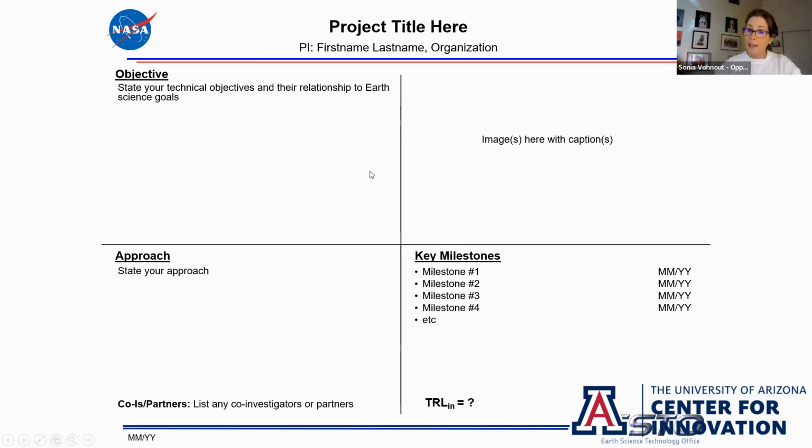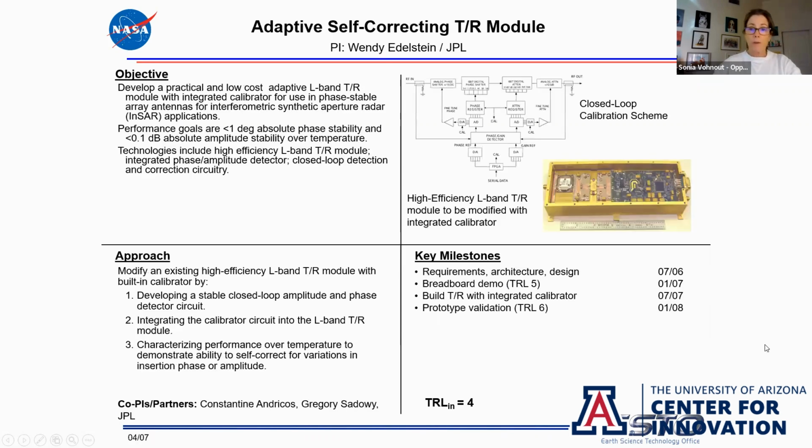So this is the blank. And here's their filled out one. So you've got 3 objectives. The approach, typically there is a one-to-one correlation between tasks and objectives. Here's who they're partnering with. This is JPL, the Jet Propulsion Laboratory with NASA. And here's an image of what they developed.